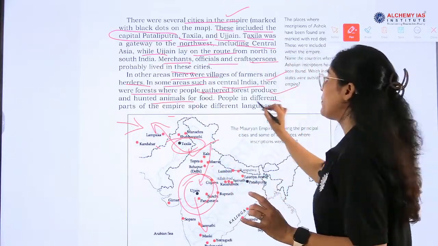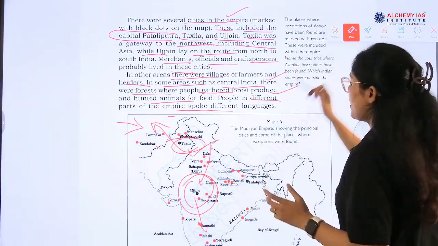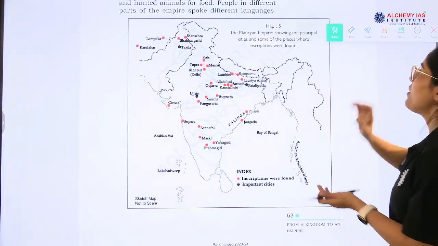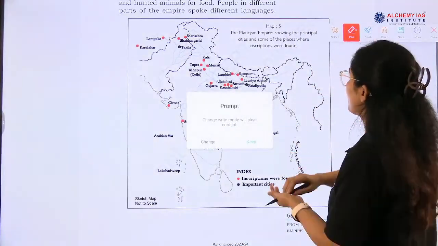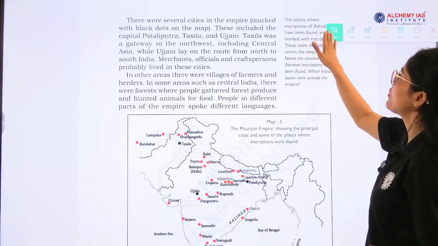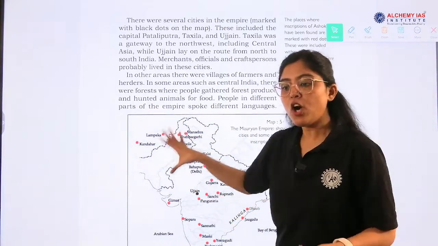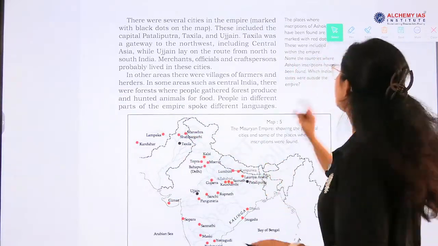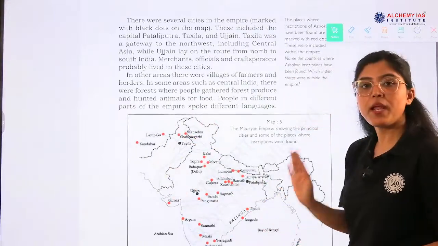Now, people in different parts of the empire spoke different languages. So you see, many classes of people are there. Now this map is very important. What is this map showing? The places where inscriptions of Ashoka have been found were marked with red dots. All the places where inscriptions of Ashoka are found are marked with red dots, and these were included within the empire. So this all forms the Mauryan Empire.